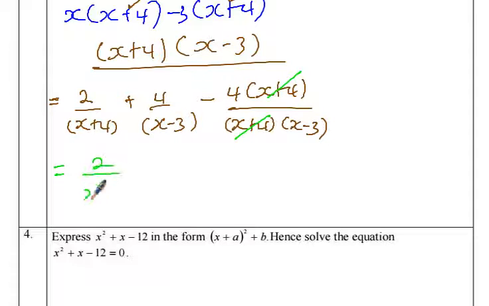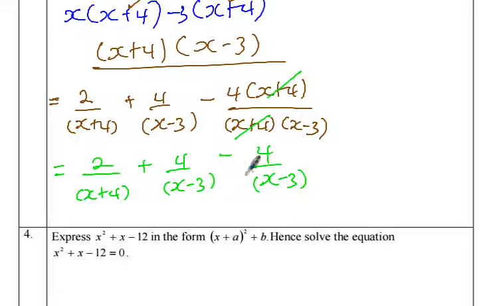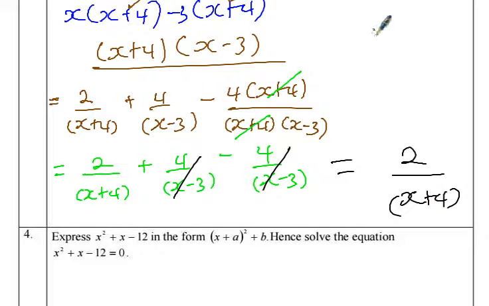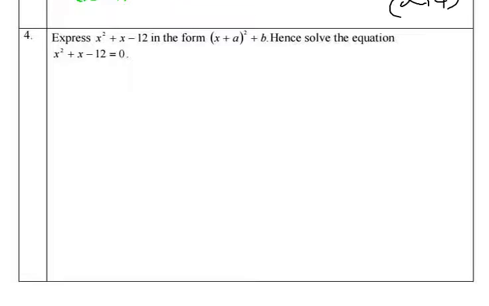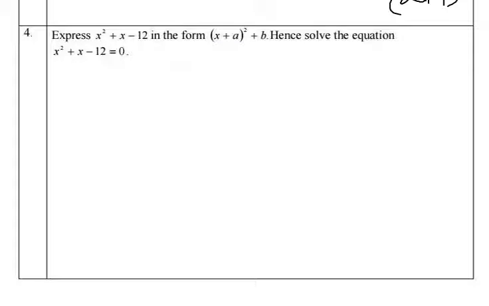2 out of x plus 4 plus 4 out of x minus 3, then minus 4 out of x minus 3. Interesting. Now look at this. This middle term is exactly the same as this, and this is positive, this is negative. So that means also we can put away these 2. And so our final answer is 2 out of x plus 4 in the required form, a out of x plus b. That was the required form up here. Good. Let's look at question 4 here.